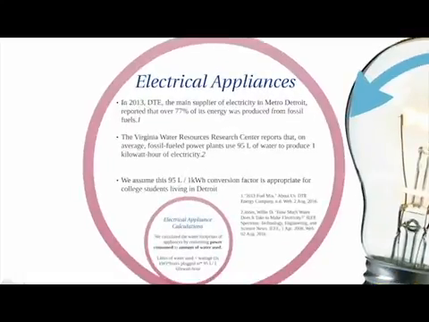One of the categories of our water footprint calculator was electrical appliances. Producing electricity requires water, especially in electric plants that are powered by fossil fuels. The Virginia Water Resources Center reports that on average, it takes fossil-fueled power plants 95 liters of water to produce 1 kilowatt hour of electricity. We use this conversion factor to convert the electricity used by college students to their water footprint.